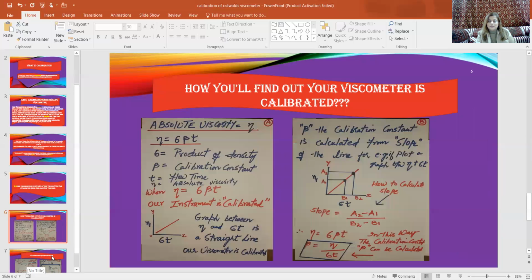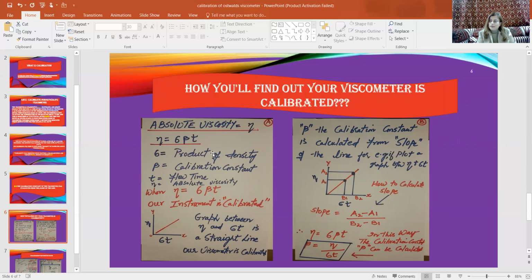I prepared slides for you people so that you can understand. How will you find out your viscometer is calibrated? Now, this is a very interesting question: after performing this many procedures, how are you going to find out whether your viscometer was calibrated or not? So now here in this slide, you can see absolute viscosity equals eta, as I just mentioned. Now we have a formula, eta equals rho beta t. Now, what is rho? Rho is the density. Now we are talking about density.